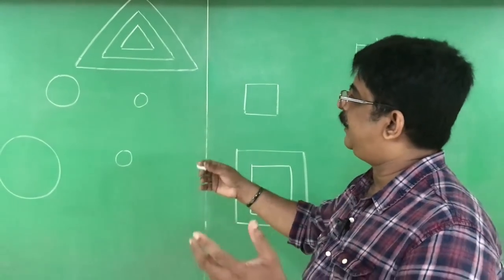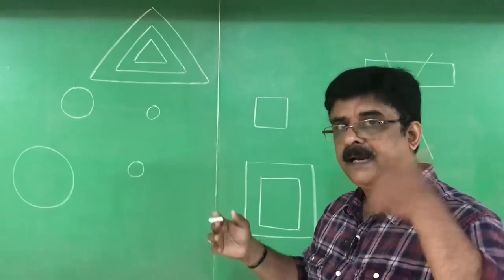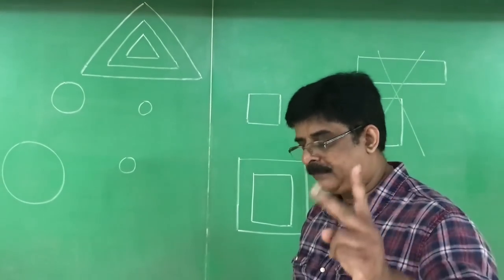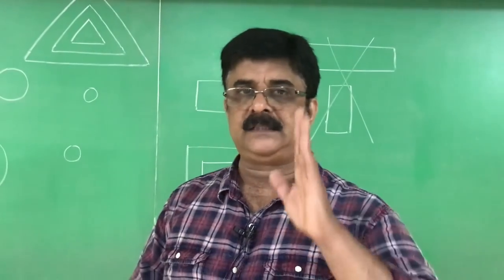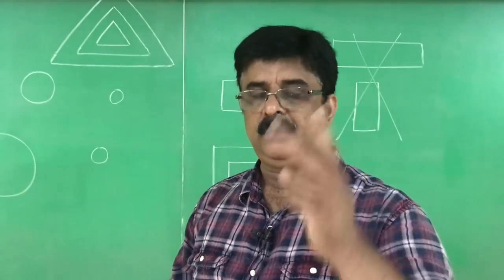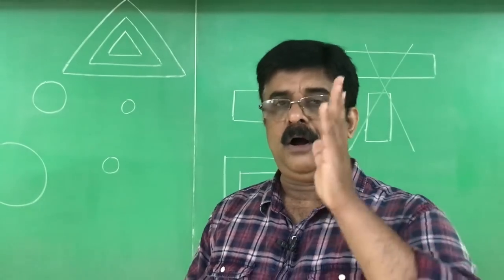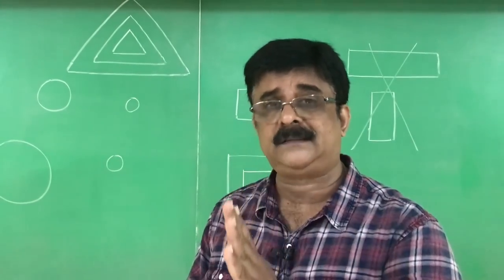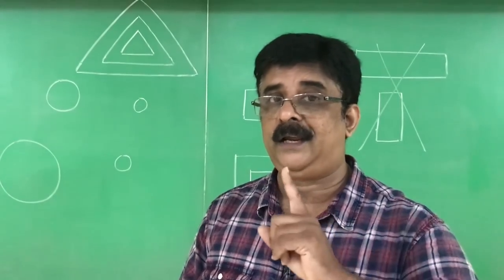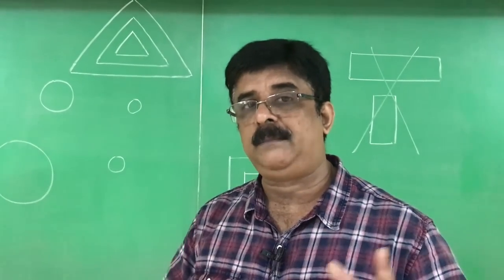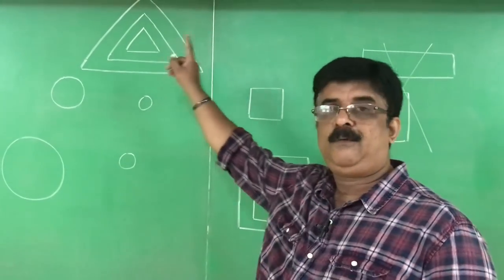What type of geometrical figures are always similar? Circles, squares and equilateral triangles. Now you know two things. What are congruent figures? Congruent figures are geometrical figures having the same shape and the same size. Second thing, what are similar figures? Similar figures are geometrical figures having the same shape. All congruent figures are always similar, but all similar figures are not always congruent. Give examples of figures that are always similar: circles, squares, equilateral triangles.